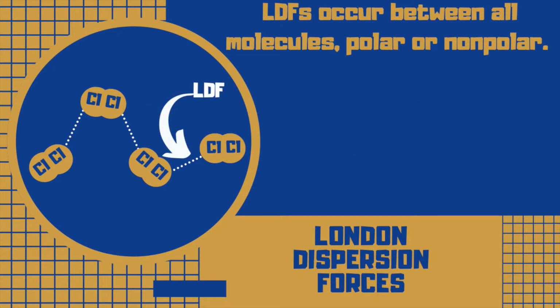Nonpolar molecules have an even distribution of electrons or have a symmetrical Lewis diagram. Examples of nonpolar molecules include carbon dioxide and chlorine.